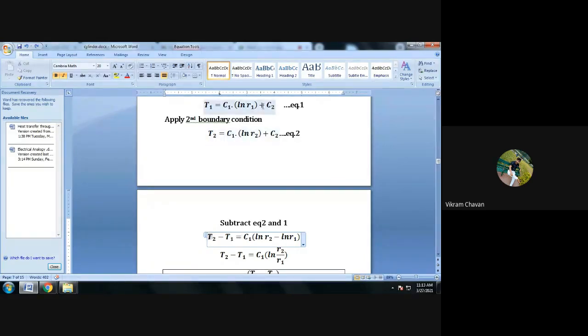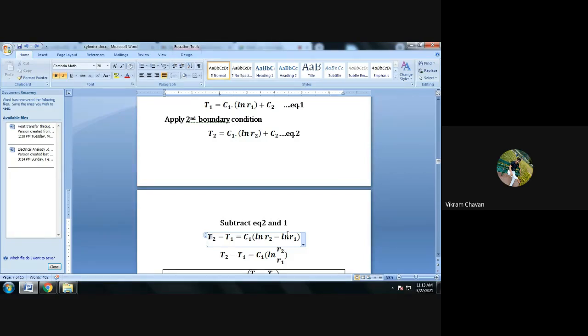Now if you subtract equation 1 from equation 2, then C2 will be cancelled. Plus C2 minus C2 will be cancelled, so only the C1 terms will remain. If you take C1 common, then in the bracket it will remain as ln of R2 minus ln of R1. Log X minus log Y is equal to log of X divided by Y. That is the logarithmic rule.